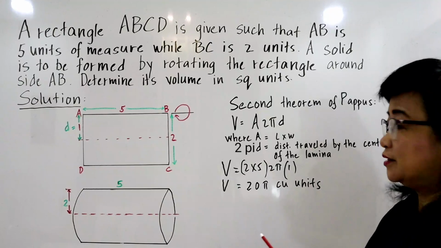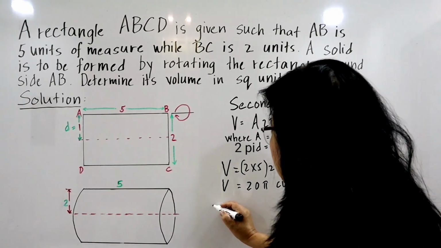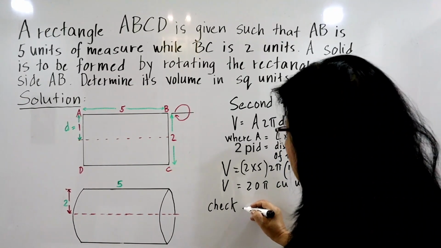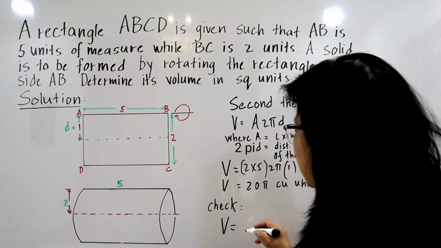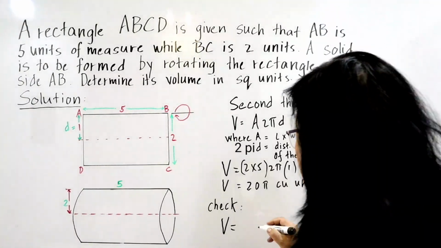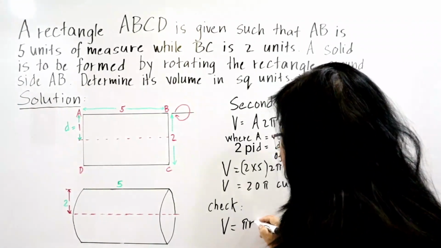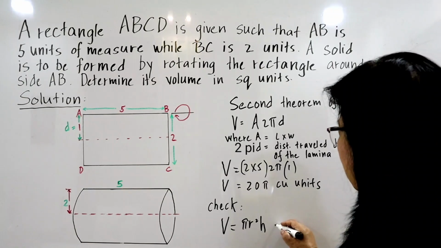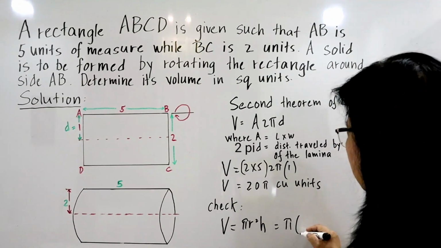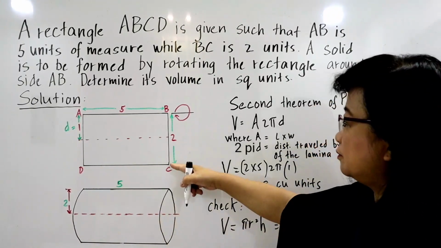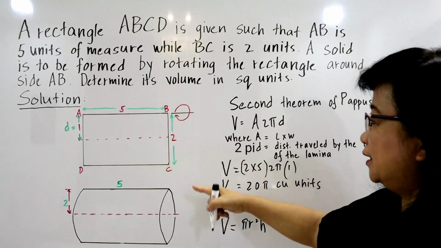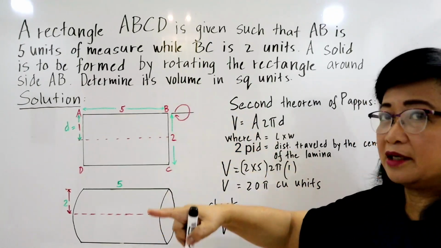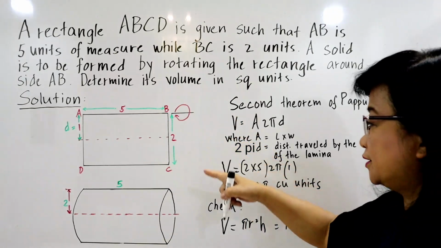Now, to check if this is correct, we will be using the volume of the cylinder, which is pi r squared times the length. If you rotate this, it will become a cylindrical shape. So it will form a solid cylinder.